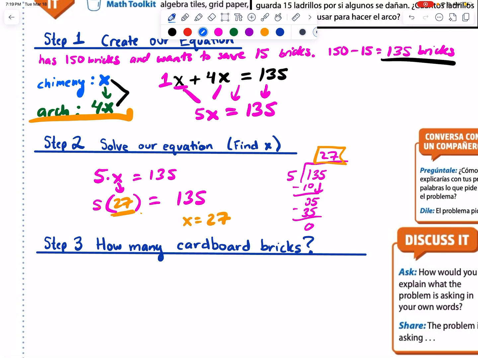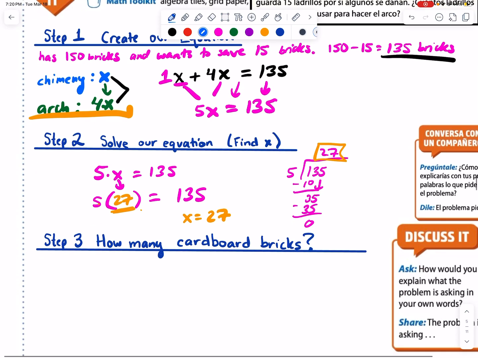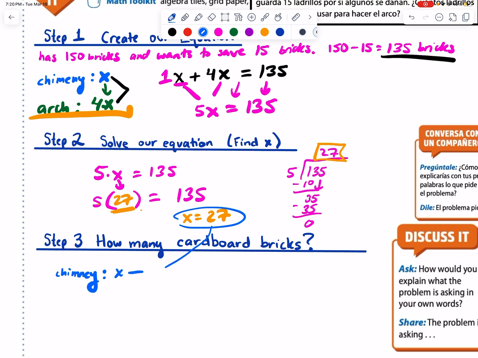So when we're working on this, how many cardboard bricks for the arch? We are saying, okay, so for the chimney, we have x. We know what x is. It's equal to 27. And then we have the arch.